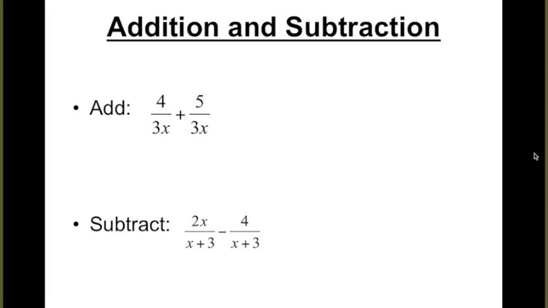We don't want to add our denominators, we just want to add our numerators, and let the denominators be that common denominator. So we're going to get 9 over 3x. And then reduce when possible. I can reduce the 9 and 3 to leave 3 over x.